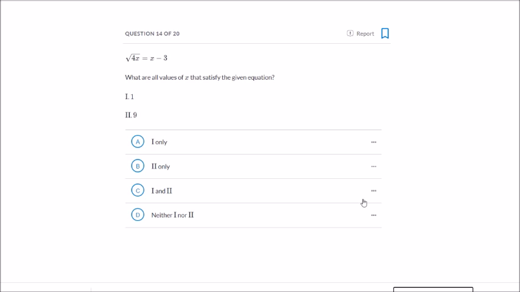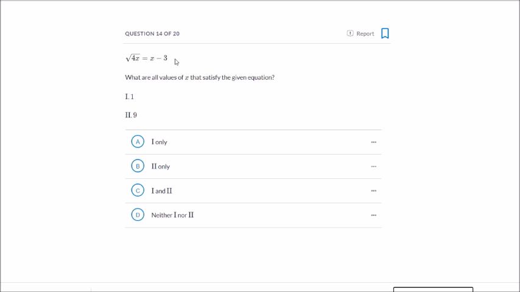Because minus 4 plus 3 is minus 1. So, what are all the values that satisfy this given equation? 1 or 9? Well, let's plug it in. Does 1 satisfy the equation? If you put 1 in there, it'll be square root of 4 equal 1 minus 3. That's 2 equal minus 2.